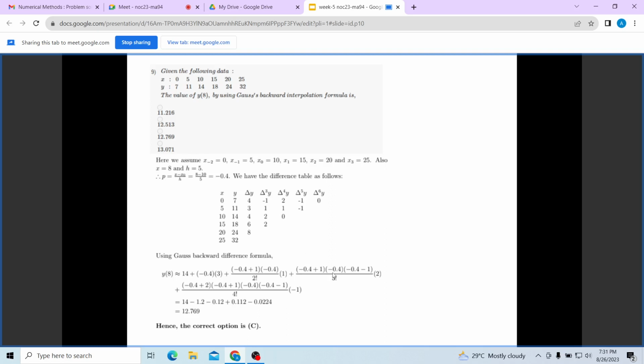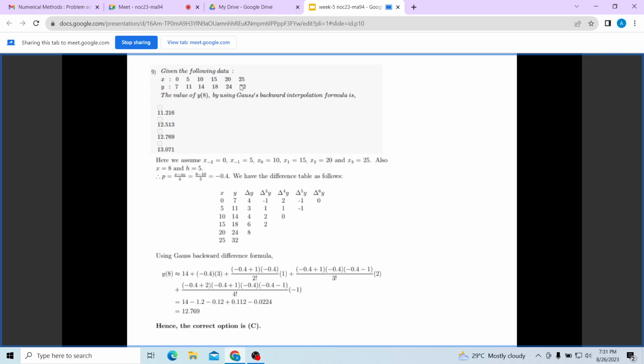You have to use the Gauss backward interpolation formula. Here we have to calculate the y value at x equals 8. Okay, so it is near this point. So take x naught as 10. So x minus 1 will be 5 and x minus 2 will be 0. x1 will be 15, x2 will be 20, and x3 will be 25.